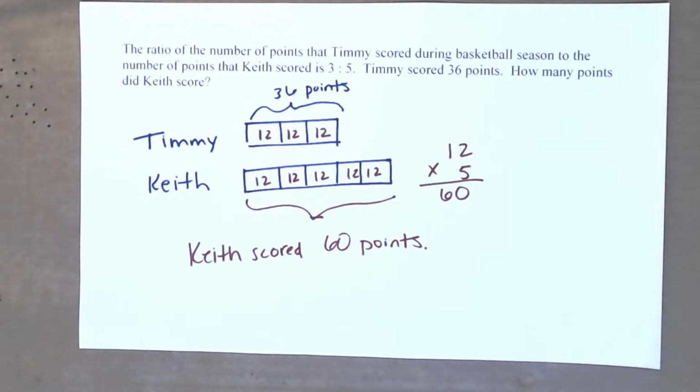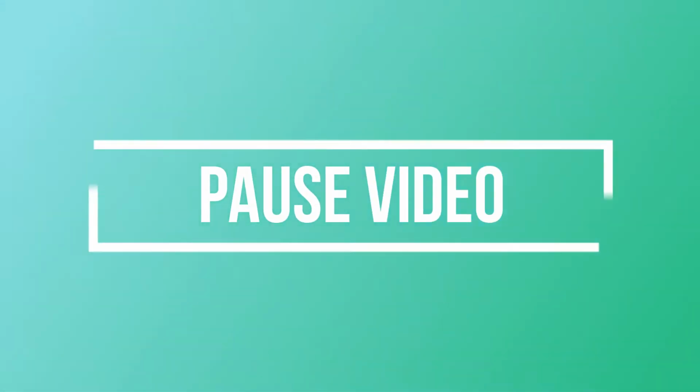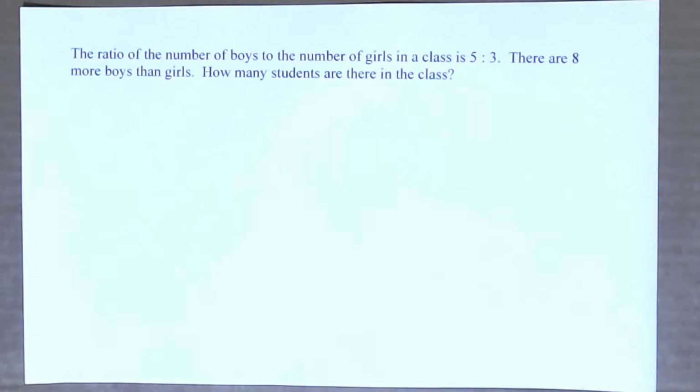Now pause the video, work on the second question, and come back and we'll go over it. Alright, here's our second question. The ratio of the number of boys to the number of girls in a class is 5 to 3. There are 8 more boys than girls. How many students are in the class?